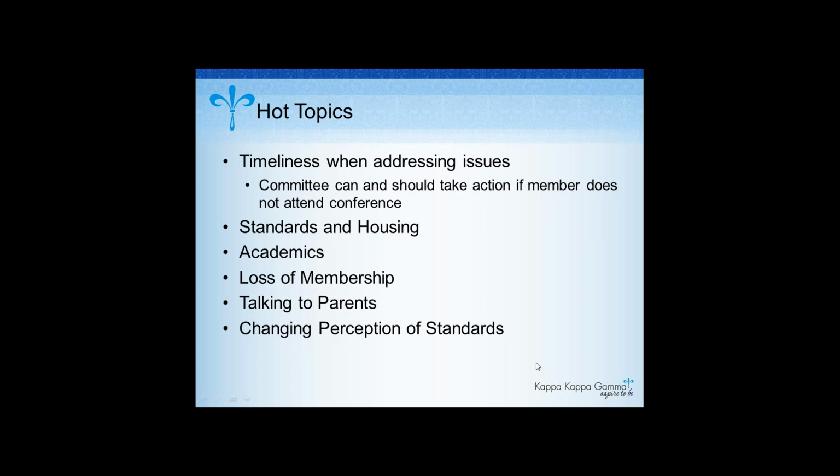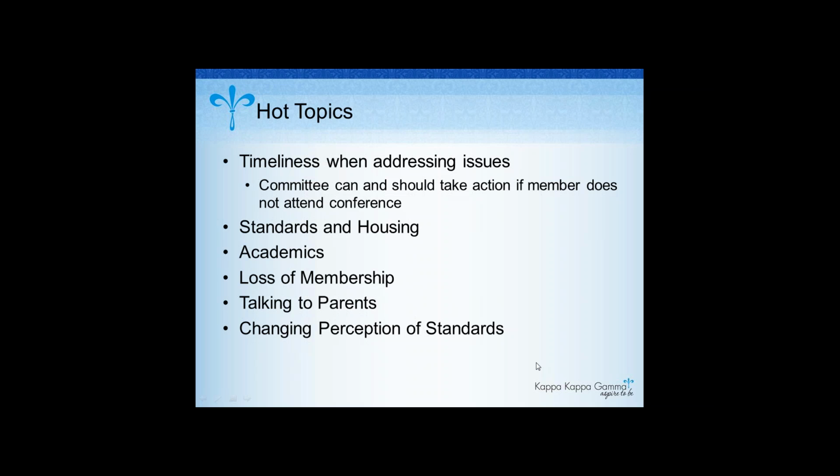Talking to parents is also another thing we get a lot of questions on. Kappa doesn't have the relationship with the parents. We have the relationship with the member. Our obligation is to the member only. So if you are ever contacted by a parent, please refer them to headquarters, to Colette, or to one of Colette's assistants, myself or Katie.